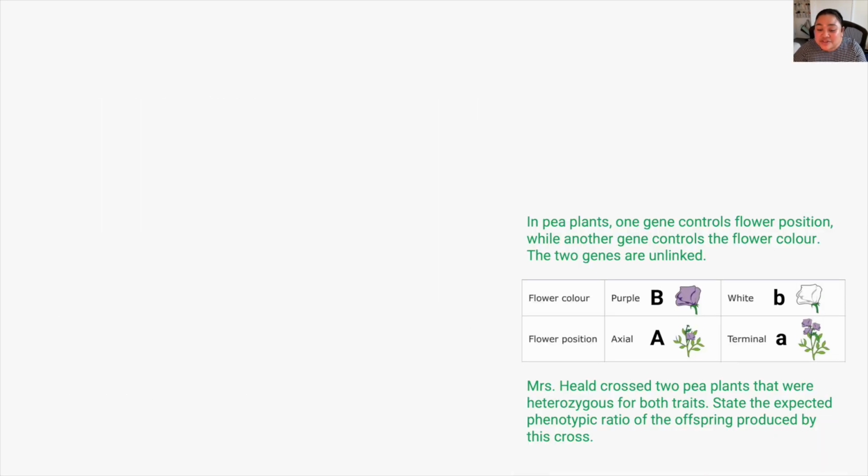Okay, here is the information that will help us for our guided practice today. In pea plants, one gene controls flower position while another gene controls the flower color. The 2 genes are unlinked. Here's a table showing information on the trait, the dominant allele, and the recessive allele. Mrs. Heald, that's me, crossed 2 pea plants that were heterozygous for both traits. State the expected phenotypic ratio of the offspring produced by this cross.